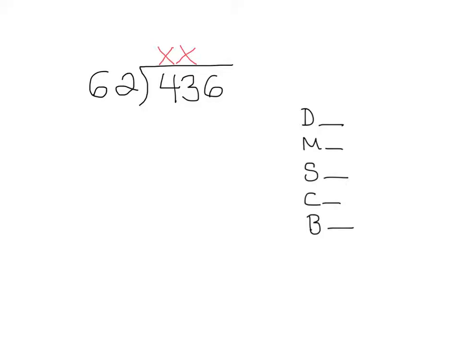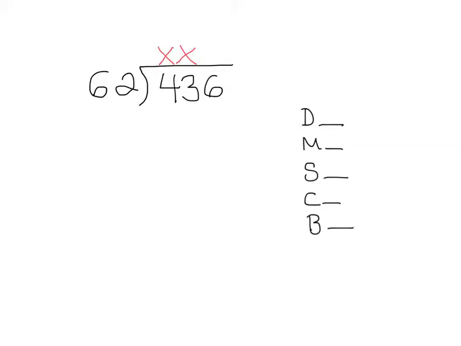This is a little tricky because I don't have my 62 tables memorized. It's pretty hard to count by 62s. So I somehow have to find a way to figure out how many times 62 divides into 436. So here's a trick that I like to use. This trick works sometimes, not all the time, but it always gets you pretty close. So even if it doesn't work, it's going to get you close.